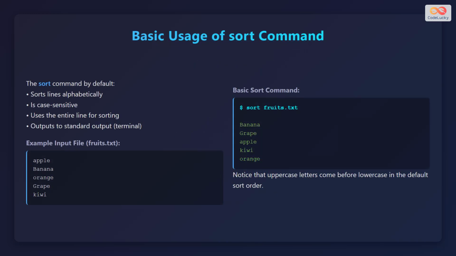The sort command by default sorts lines alphabetically, is case-sensitive, uses the entire line for sorting, and outputs to standard output, which is usually your terminal.